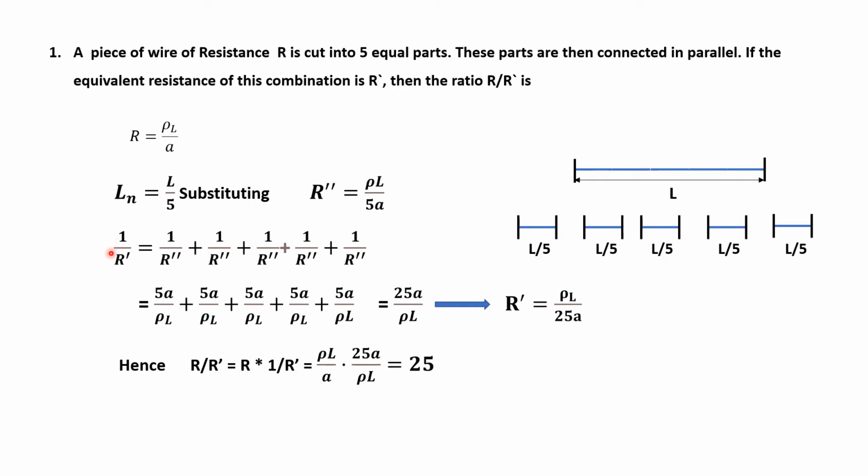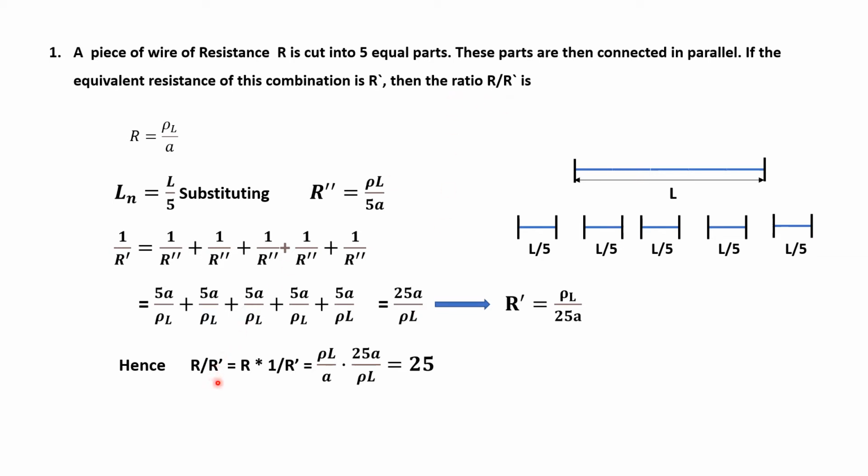So we'll write the formula for when the resistances are connected in parallel. So 1 by R dash is equal to 1 by R double dash, that is the resistance of each cut wire. This we need to do 5 times since 5 resistances are connected in parallel. So substituting, we get 1 by R dash is equal to 25A divided by rho L. And we need to find the ratio R by R dash.